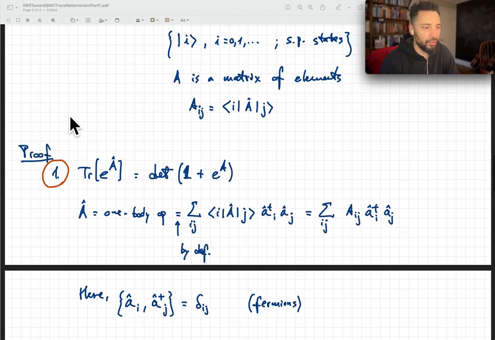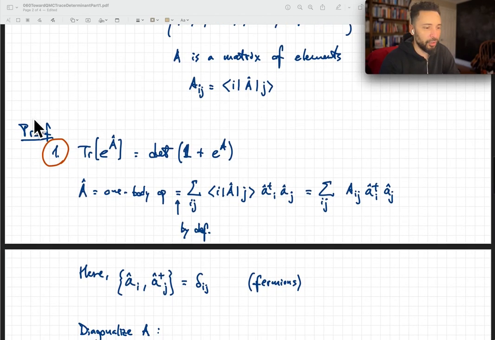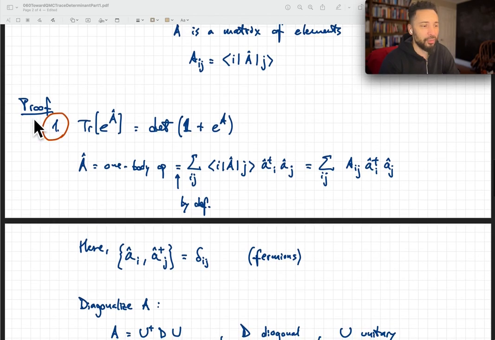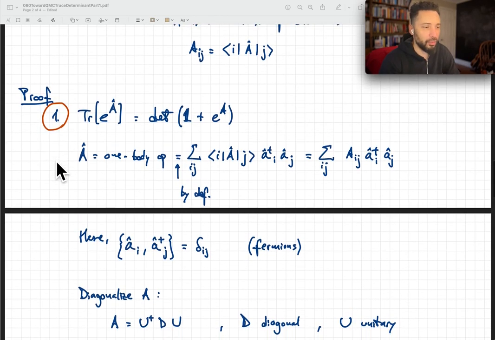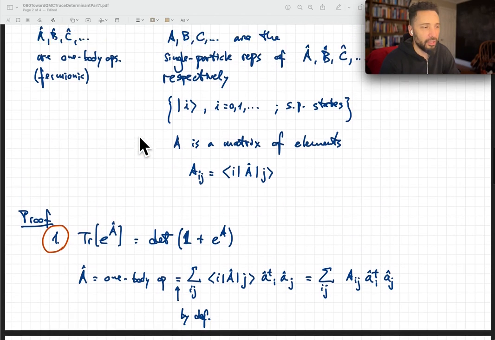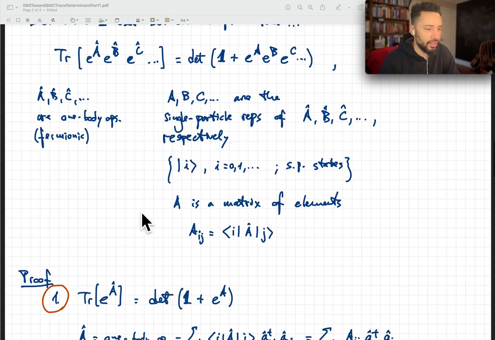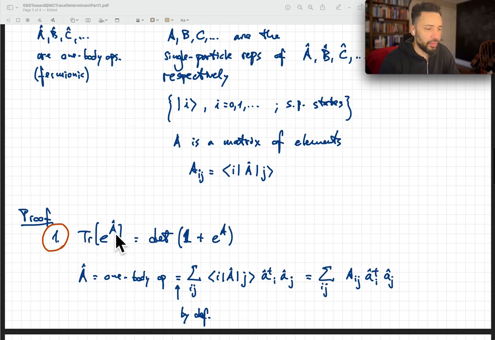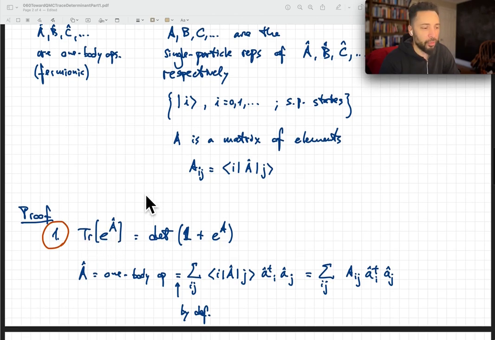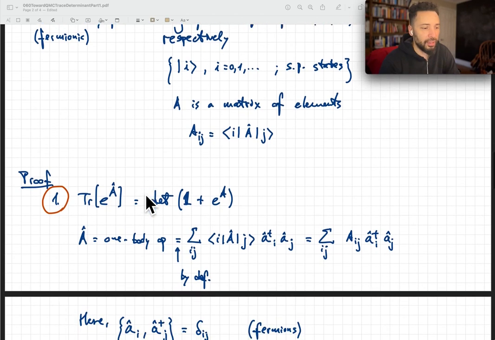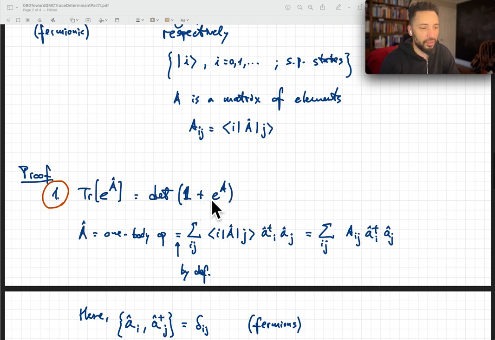As always, whenever you have to do a proof and you don't know what you're doing, I recommend starting with the simplest possible case and building on that. So let's consider the case where we only have e to the A, just one factor in this big trace of products of exponentials of one-body operators. That trace of e to the A, we claim according to this theorem, is the determinant of 1 plus e to the A.